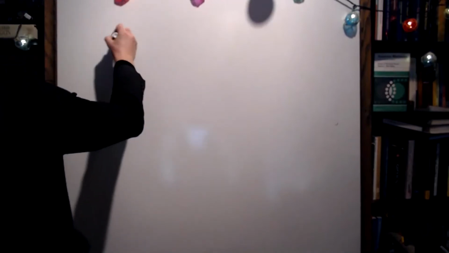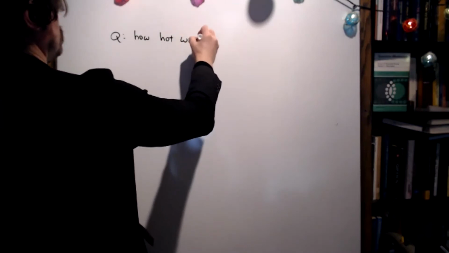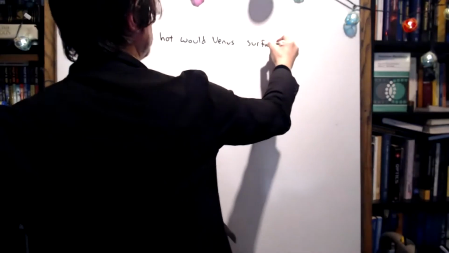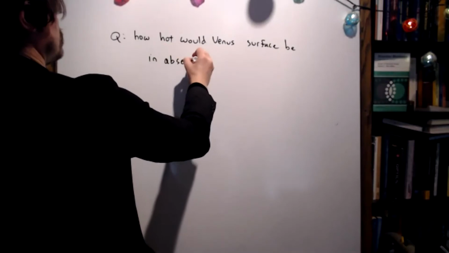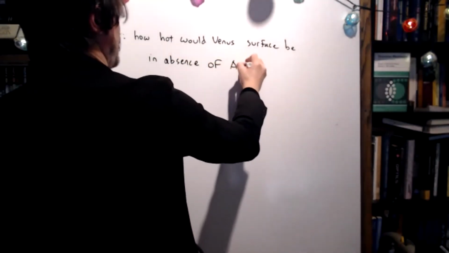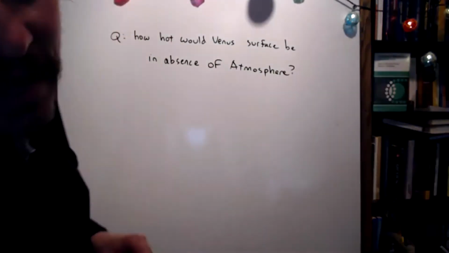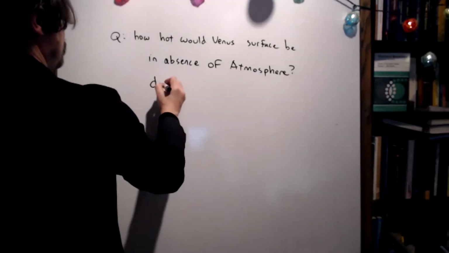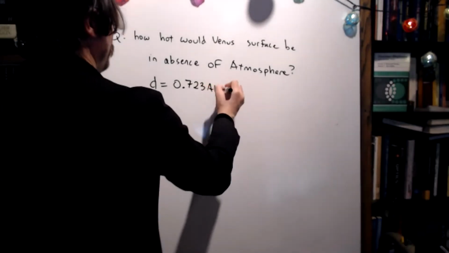Here's a question that I could ask on the final exam. Question: How hot would Venus's surface be in the absence of an atmosphere? I was just thinking we don't know what that is, and then I realized we have the power to calculate it. The distance that Venus lies from the sun is 0.723 astronomical units.